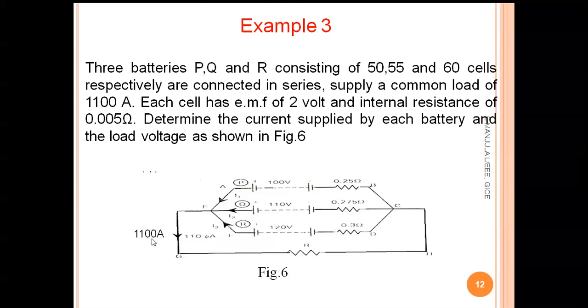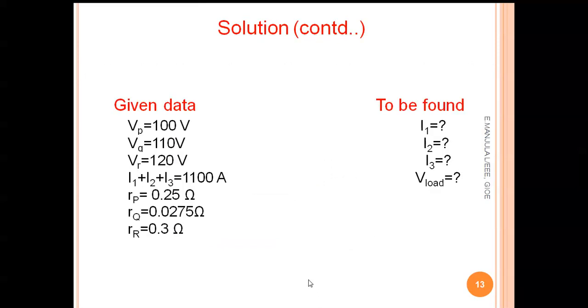And here this is a 1100 amps load. Okay, and this is the load. Now the given data is Vp, Vq, Vr, and I1, I2, I3 combined, which is equal to 1100 amps, and Rp, Rq and Rr. These are the internal resistances. Now we have to find I1, I2, I3 and V load.